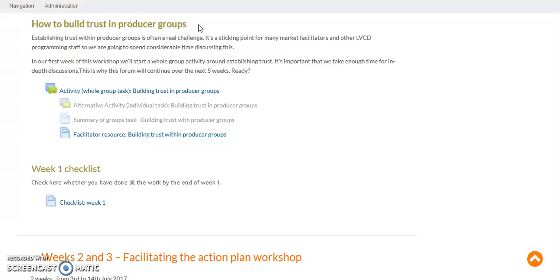In the past 7 years I have supported the eLVCD project, and I found one of the major challenges is how to build trust in producers groups. So please share your story and your tips on how you build trust in your producers groups. We're going to have it over the next 5 weeks, and at the end of Week 5, we're going to summarize all your thoughts and provide feedback for this activity.